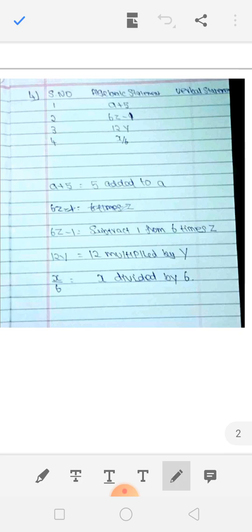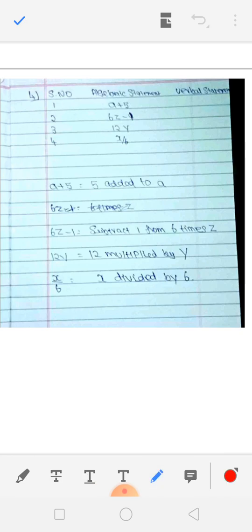Fourth one. Look at these 4 terms. These 4 terms, this is the equation. So this is called an equation or algebraic statement. Generally it's called an equation. Equation means any variable comes: X, Y, Z, A, B, C, whatever values come, it is called an equation.